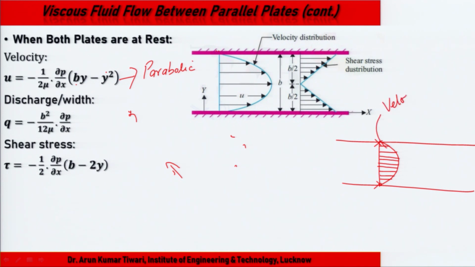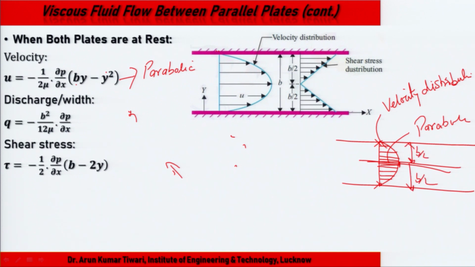Velocity distribution, this is the parabolic. At this point, yes, at this point means this is the b by 2, this is the b by 2, yes, just see.